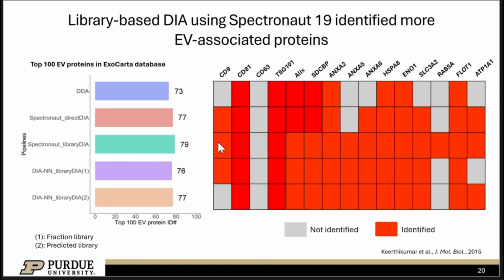And when we look in detail at the specific proteins, we can see that the most common protein, for example, CD9, is only identified in these 3 DIA workflows, but not in the DDA and predicted library workflows. Which means the fraction library provides the specificity of the detection.